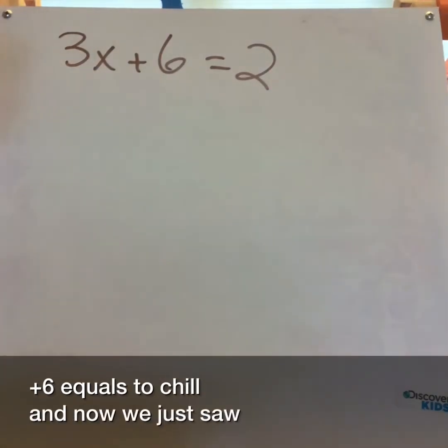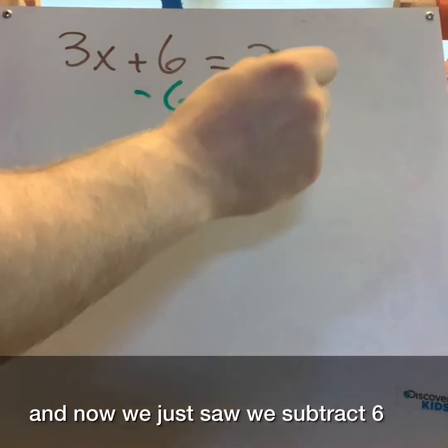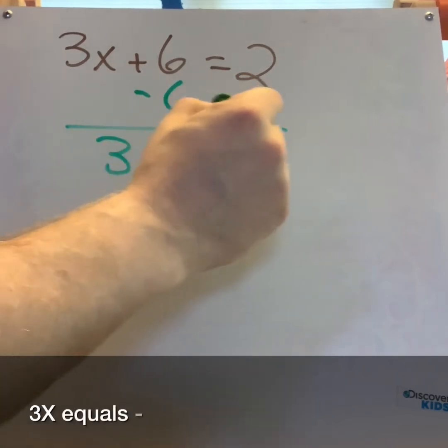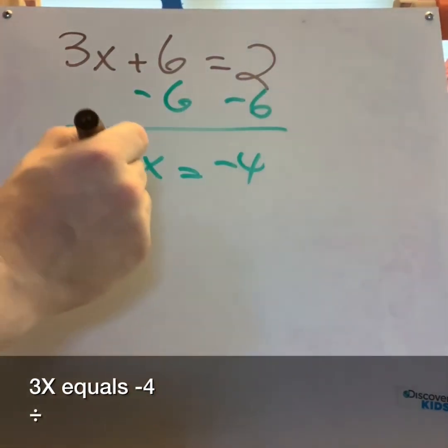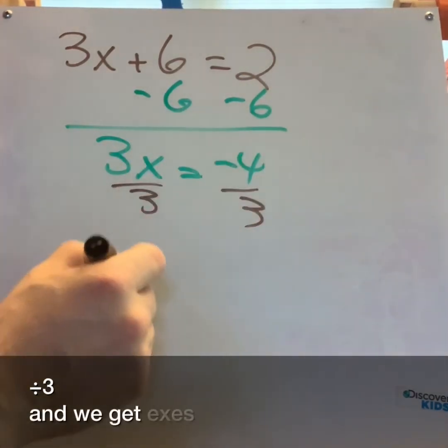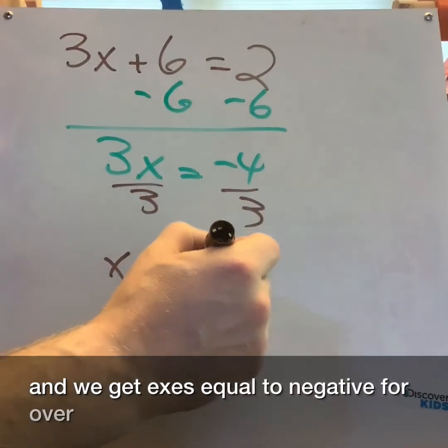And now we just solve. We subtract 6. 3x equals -4. We divide by 3. And we get x is equal to -4 over 3.